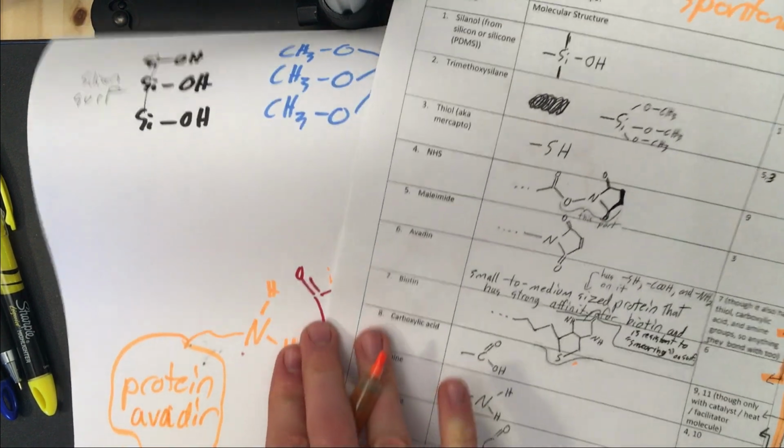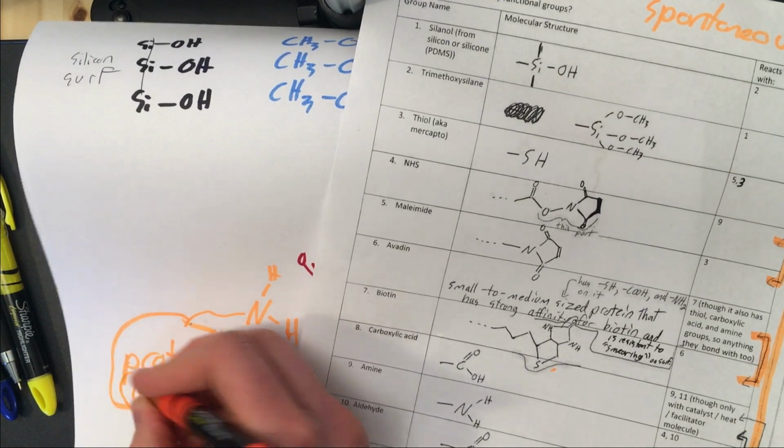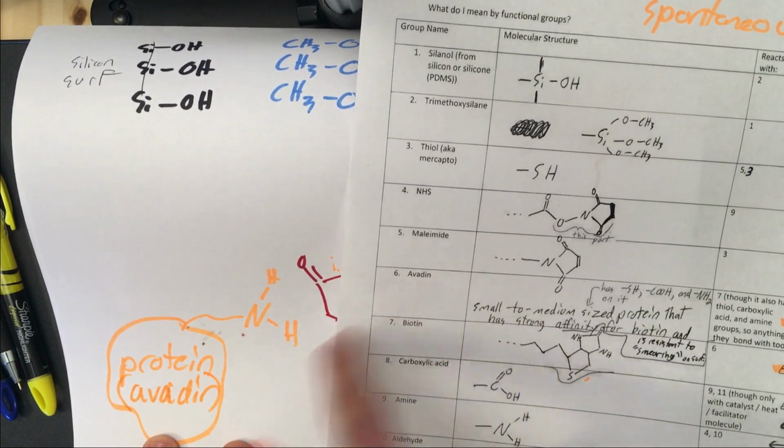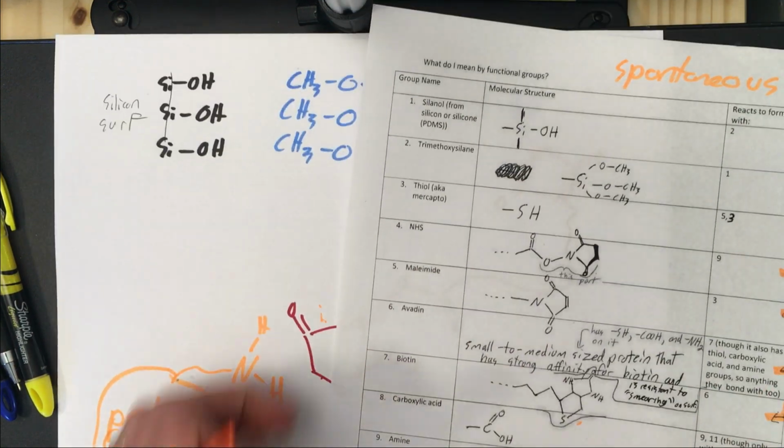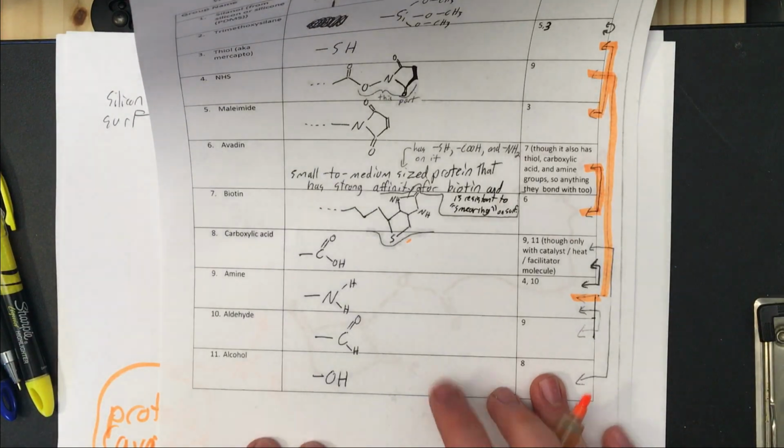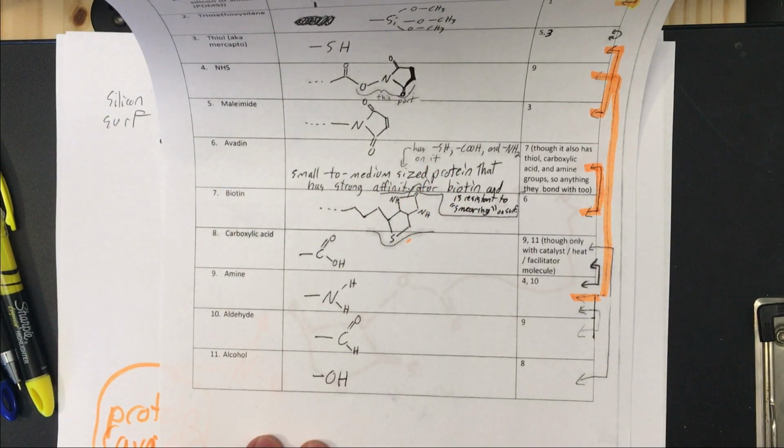That could attach to your avidin right here, right? So you can have a biotinylated antibody, you could build up to avidin via this chemistry, and then boom, you can attach antibodies to a surface. All right, so that can work really well.